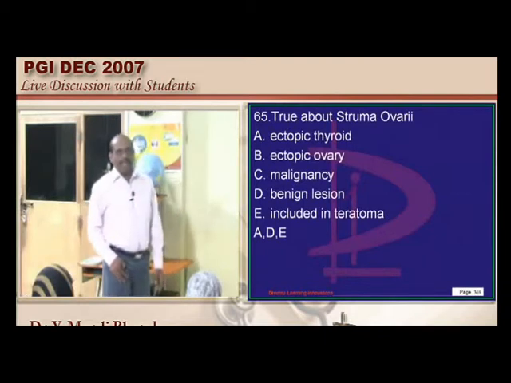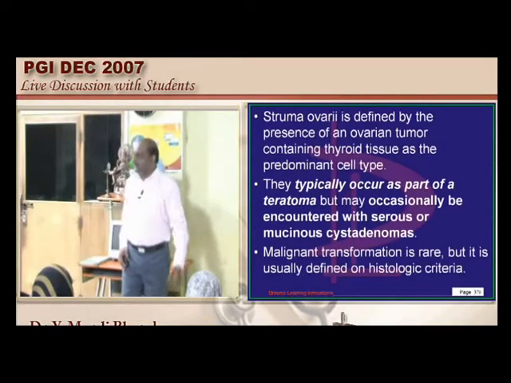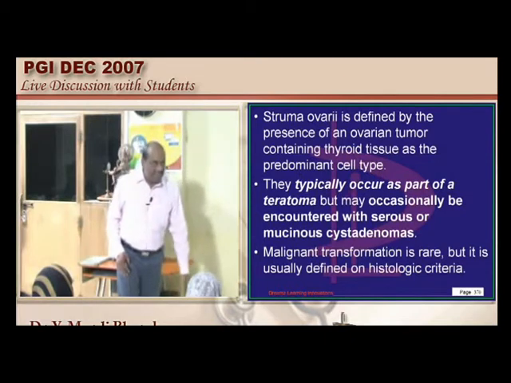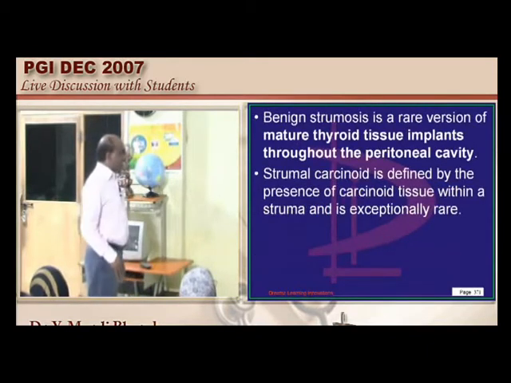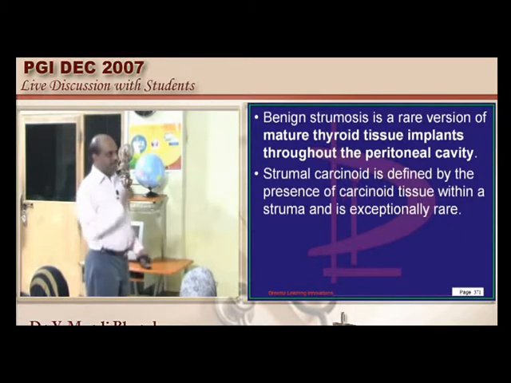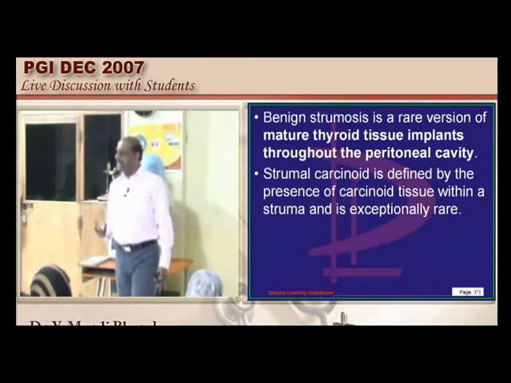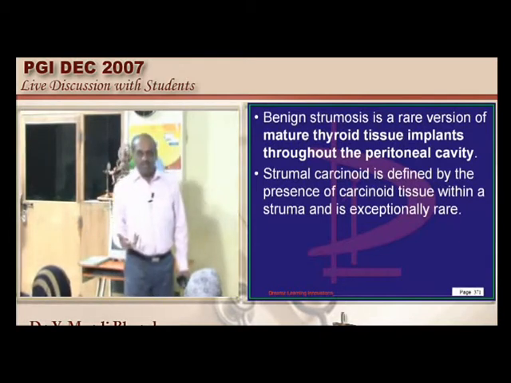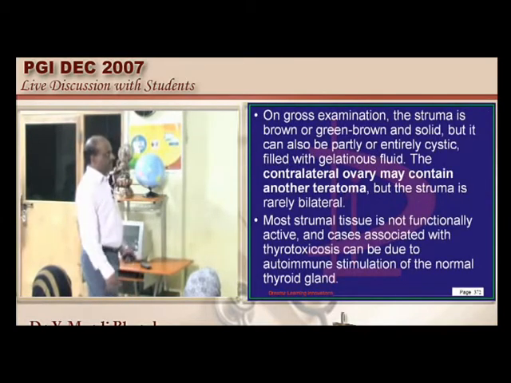What is struma ovarii? First of all, it is a benign entity. It is a teratoma in the ovary containing ectopic thyroid tissue. So it is a benign ovarian tumor, predominantly teratoma, which rarely undergoes malignant transformation. Now the question comes, thyroid tissue anywhere can lead to hyperthyroidism. Can struma ovarii cause it? Struma ovarii is very unlikely to cause thyrotoxicosis.